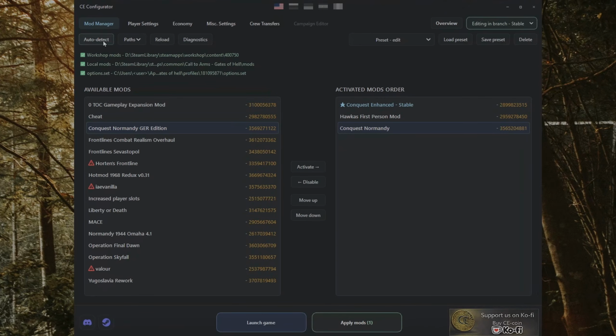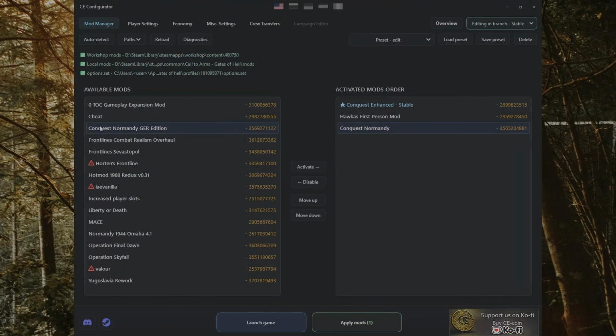And you can auto-detect them, you can reload all the mods, you can do some diagnostics if you have crashes or incompatibility issues. Pretty damn neat. So over here, you have the list of all available mods for the game. And you're going to get warned immediately if the mod is currently incompatible with CV2. We can see that Horton's doesn't work well with this one, or Valor currently.